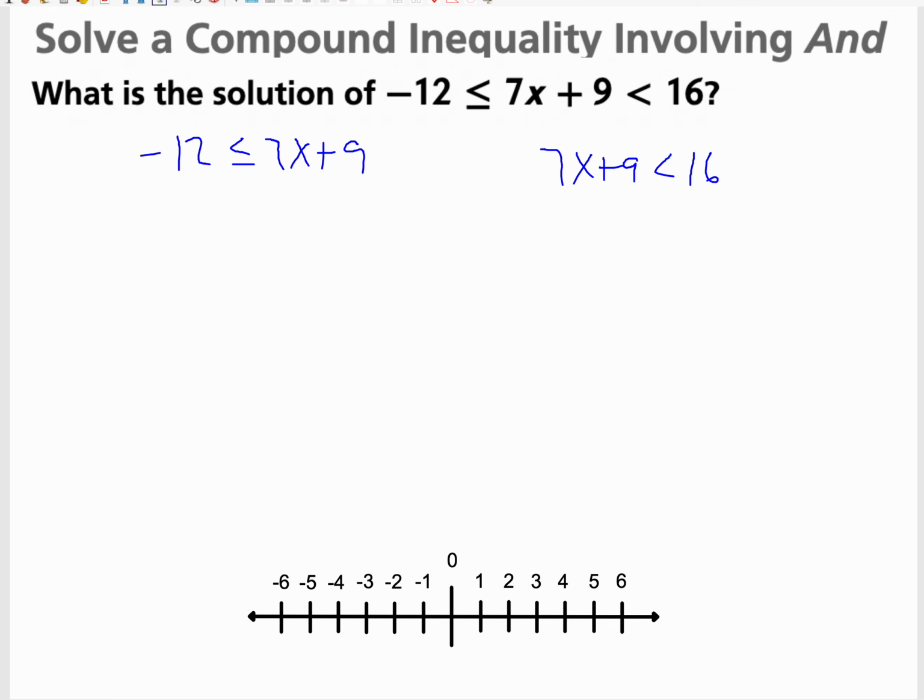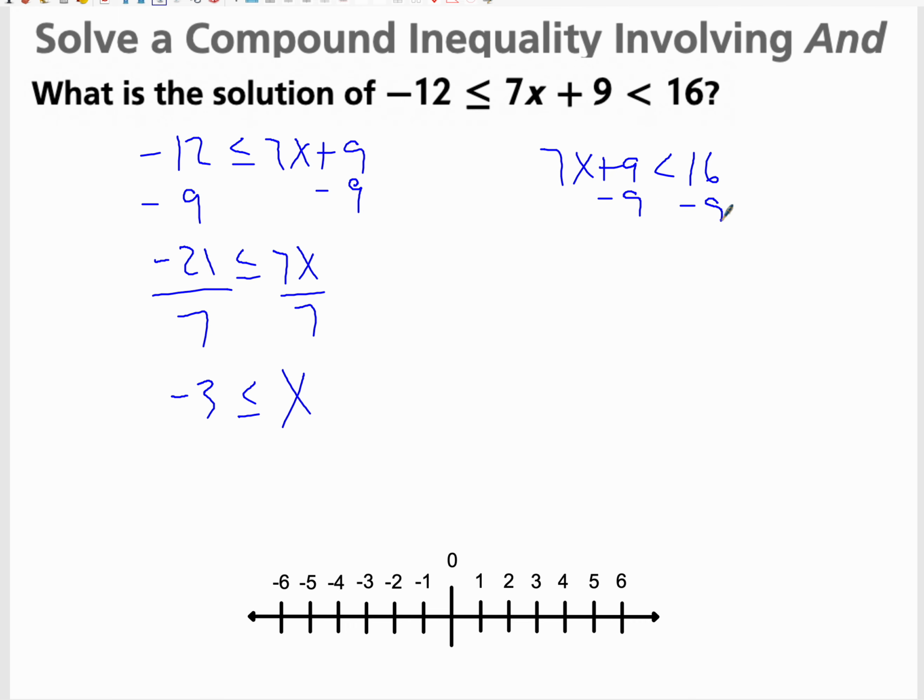So, subtract 9. Negative 21 is less than or equal to 7x. Divide by 7, so negative 3 is less than or equal to x. And then we have this one. Subtract 9, so 7x is less than 7. So x is less than 1.